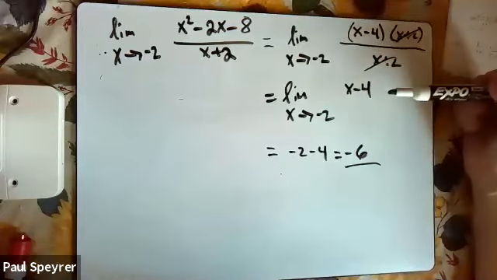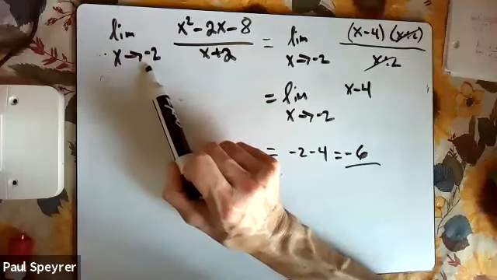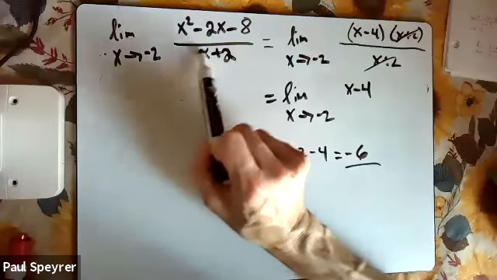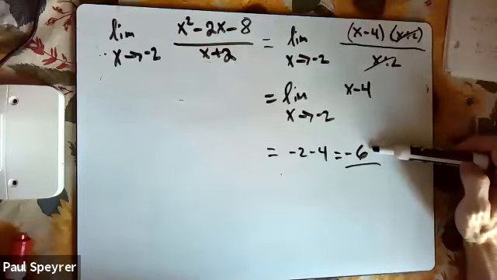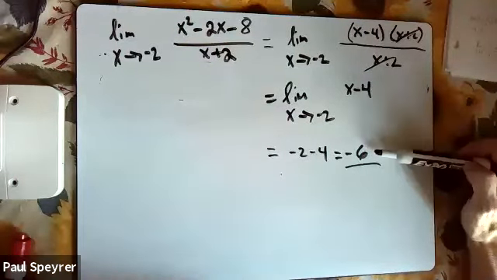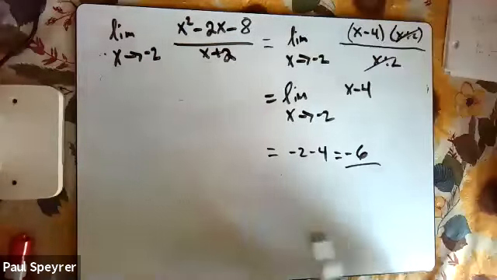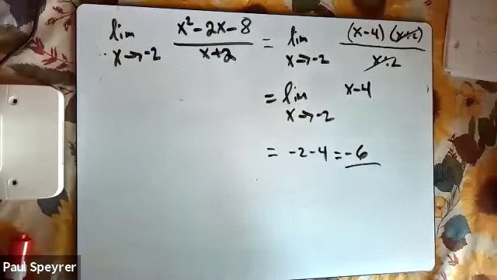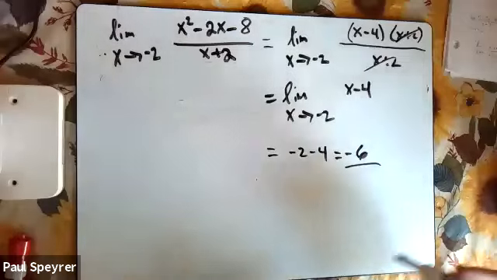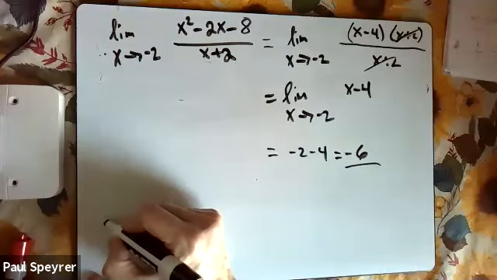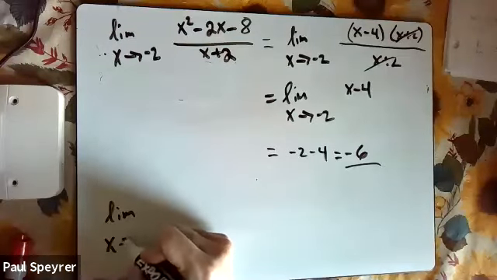Now, if you didn't do it this way and we did the t-table method, choosing values slightly smaller than negative 2 and values slightly bigger than negative 2, and we plugged them into here, you would see that their y values would be getting really close to negative 6 from both sides. But obviously, this was way faster, right? So again, factoring was one way to get rid of the restriction. Sometimes factoring may not be a viable solution. It just depends again on what your particular function is.